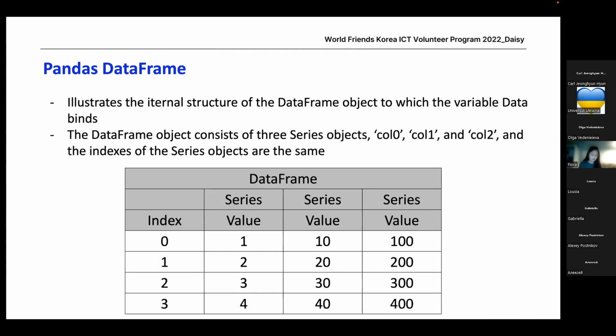This is an illustration of the internal structure, which is a data frame object to which the variable data is binding. The data frame object consists of three series objects, car0, car1, and car2, with the same indexes of the series objects.